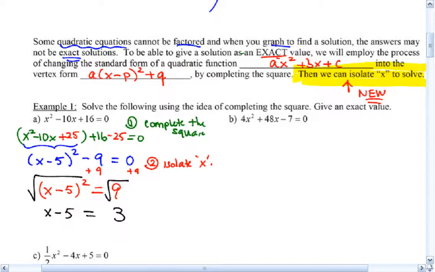If you left your answer like 3, I'd be like, you're not so good. Just 3. Not good. Louder. Plus or minus 3. When you square root both sides, remember, you can also have a negative answer, right?